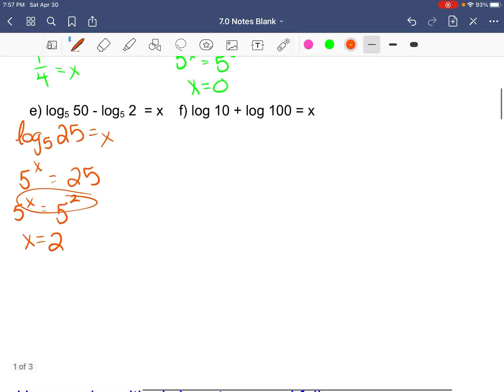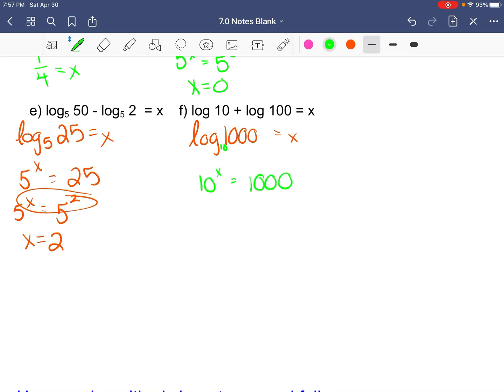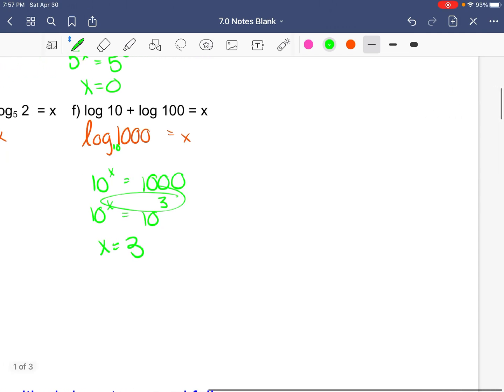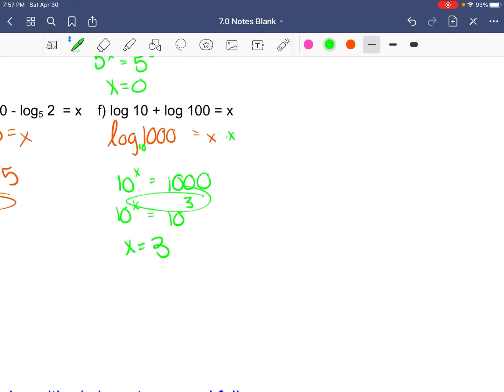On the other side, we're adding, so we'd really be multiplying. When there's nothing written for our base, it is really a 10. So we have 10 to the x is equal to 1,000. So 10^x is equal to 10 cubed. And we can take our exponents. x is equal to 3.